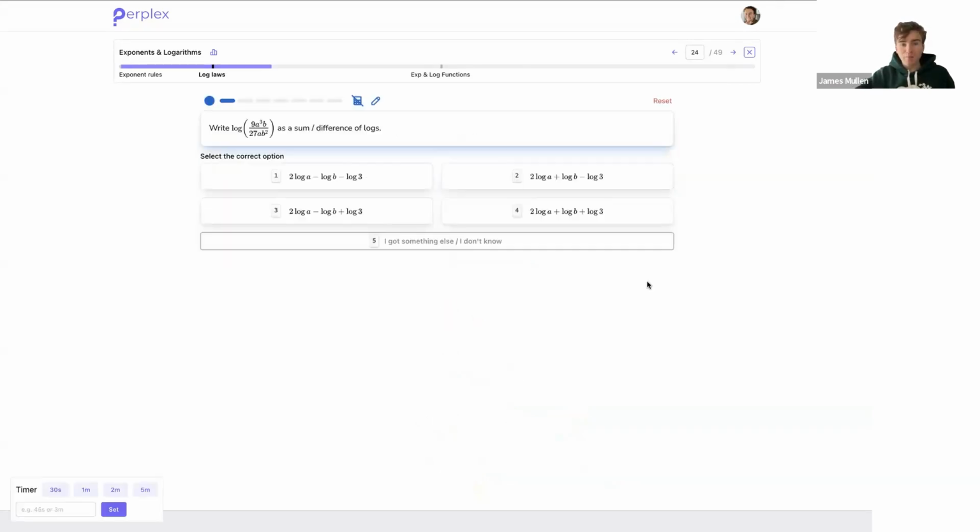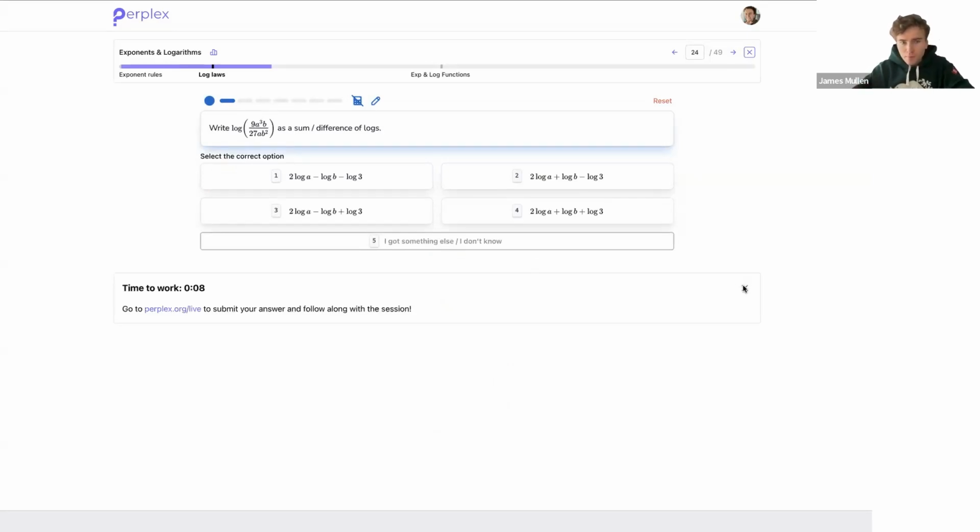Now, write the log of this fraction as a sum or difference of logs. Okay, I'm going to give you a minute. I think that's enough time.